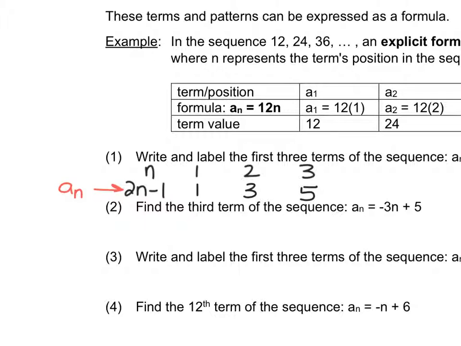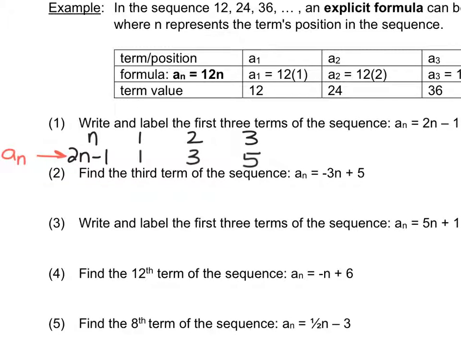So in number 2, where they say find the 3rd term of the sequence, do I want to make an entire table for that? Maybe you do, maybe you don't. But number 3 says write and label the first 3 terms of the sequence, so you actually have to do it there. In number 2, I would look at this and say 3rd term of the sequence, so that's an n value of 3. I'm looking for a sub 3. This is really just function notation in a slightly different form. The subscript is like the of x part. So negative 3 times 3 plus 5.